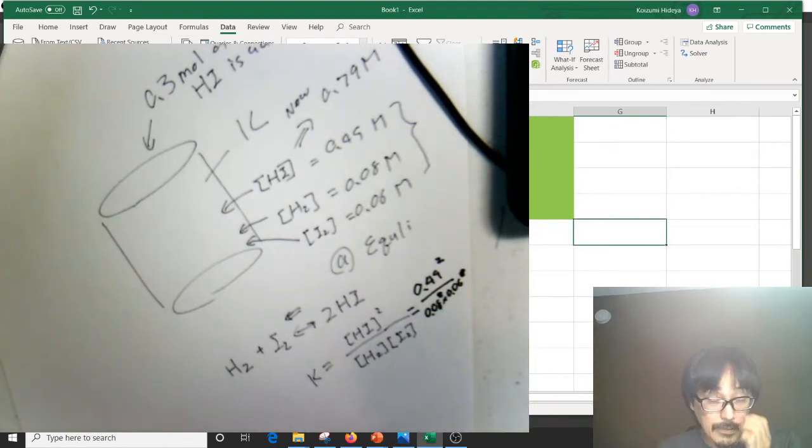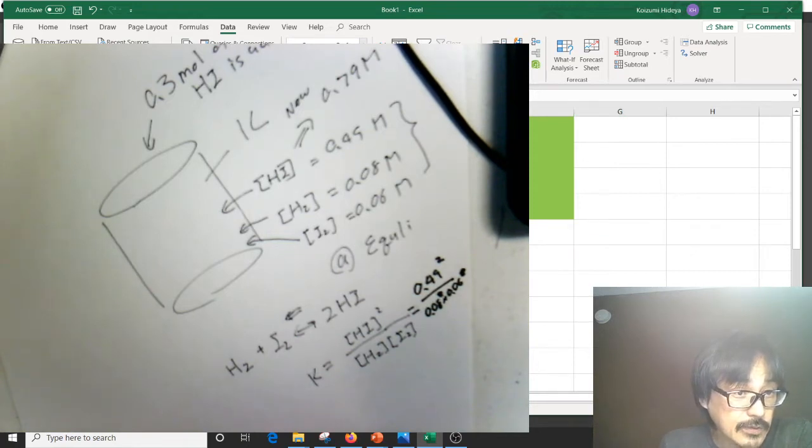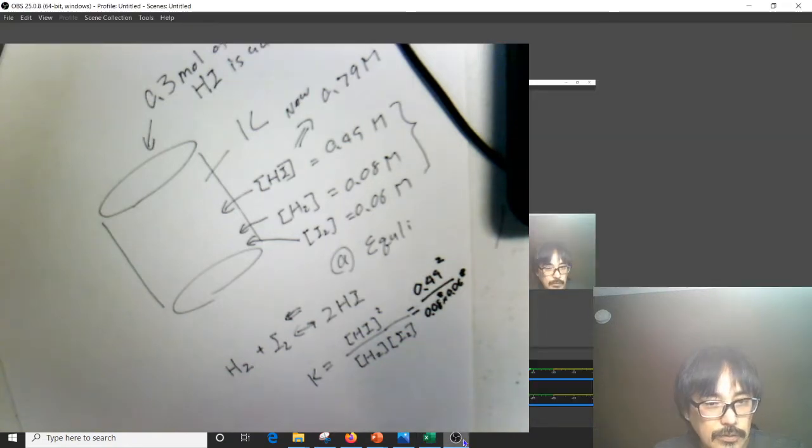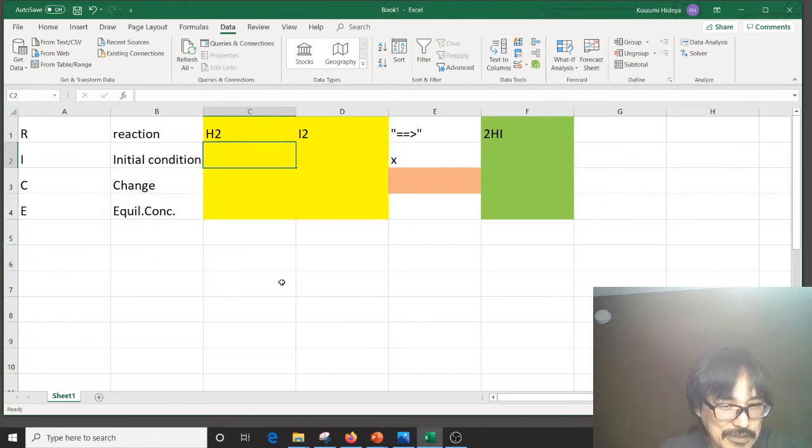The RICE table: R stands for the reaction, I stands for the initial conditions, C stands for change, and E stands for the equilibrium concentrations, the final concentrations. So let's just fill in the blanks here. The reaction is H2 and I2 becoming 2HI. And the initial concentration here, oops, I should probably not go there, that's dangerous. I did this once and this is the second take, so let me go back to what I was saying.